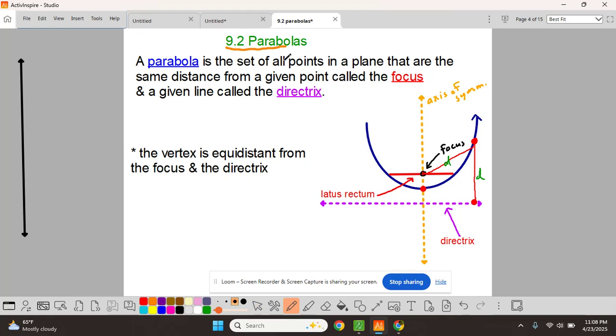What is a parabola? It's a set of all points in a plane that are the same distance from a given point called the focus. We know a parabola is a graph of a quadratic equation or function, but now we look at it in multiple ways, not only as a function, but opening upward or downward and also sideways. They're all parabolas. Let's say you have a point called the focus. The distance from the focus is equal to the distance from that point to the directrix. What is the directrix?